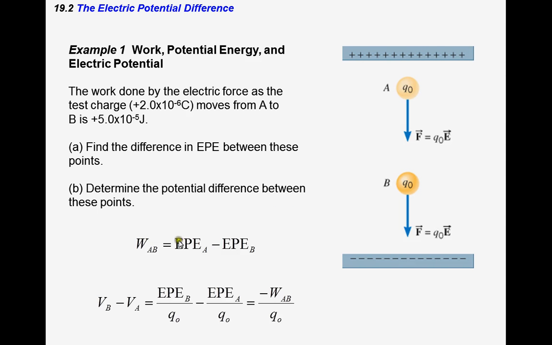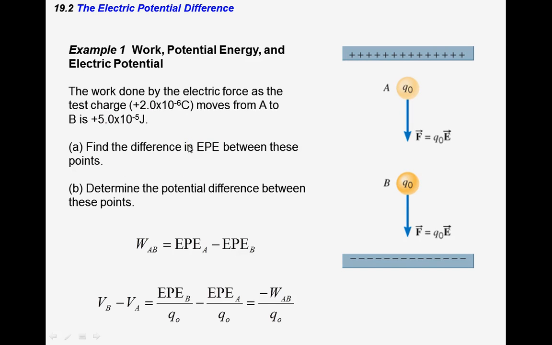The work done by the electric force as a test charge, so we're giving this test charge a value, 2 times 10 to the negative 6 coulombs. Again, it's a positive test charge. As it moves from A to B in this figure, is 5 times 10 to the negative 5th joules. So find the difference in electric potential energy between these points.